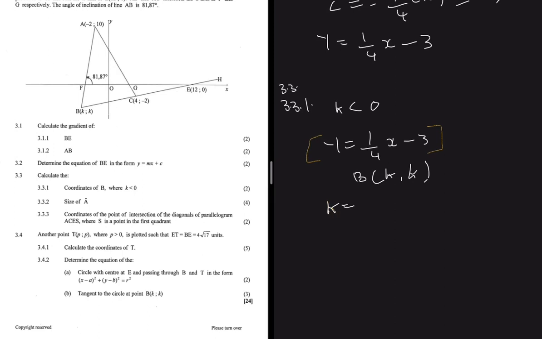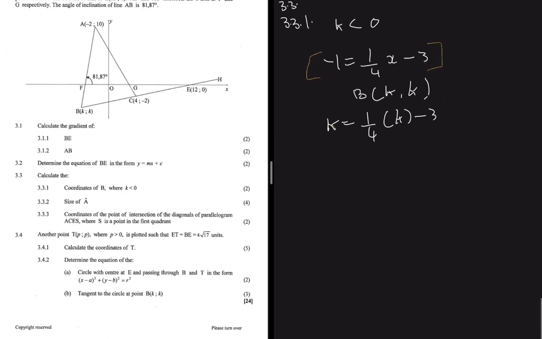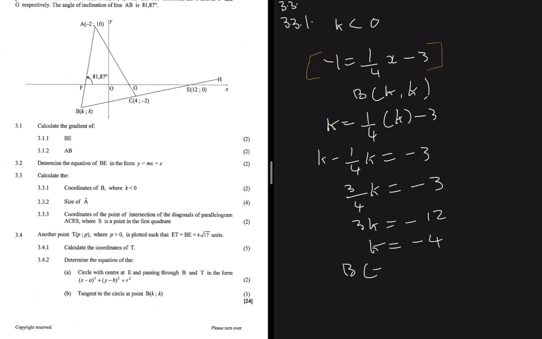We're going to get k equals 1 over 4 multiplied by k minus 3. So we're going to get k minus 1 over 4 k equals minus 3. So we're going to get 3 divided by 4 k equals minus 3. So we're going to get 3k equals minus 12. So k equals minus 4. So B is minus 4 and minus 4. Like the question had suggested, k is less than 0, and that's exactly what we found.